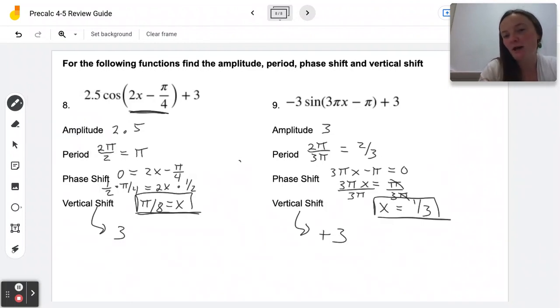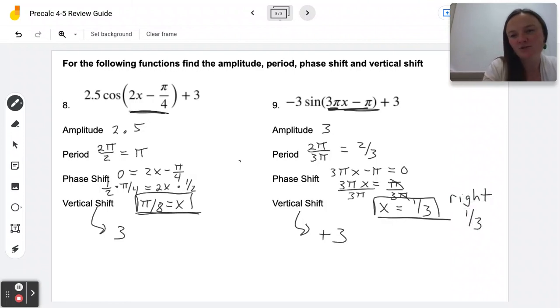Our period is 2 pi over b, which is 3 pi. The pi's cancel, leaving us with 2 over 3. And the hardest part here, finding the phase shift. Set the inside equal to 0. So 3 pi x minus pi. I added pi to both sides and then divided by 3 pi. The pi's cancel, leaving me with 1 in the numerator and 3 in the denominator. And so the phase shift is 1/3, or we could say right 1/3.